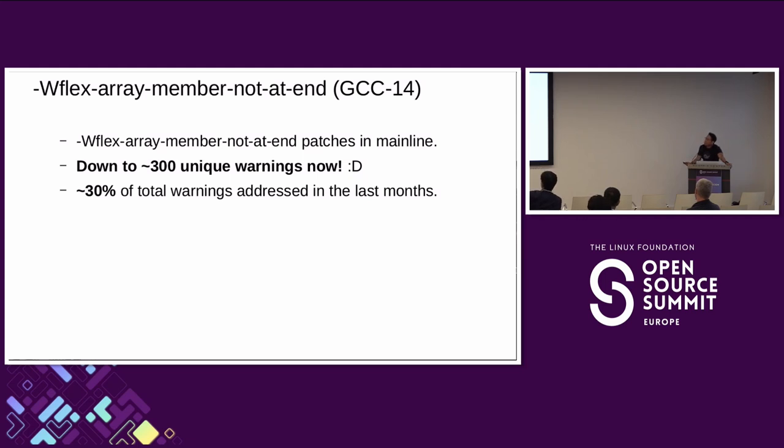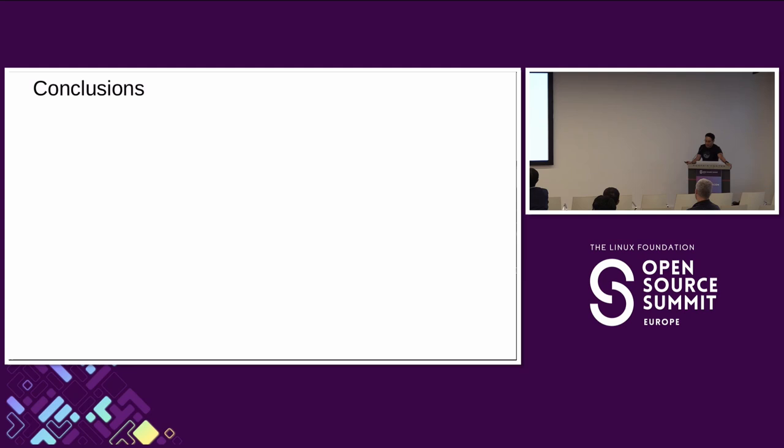With those patches, I managed to get from 600 of these unique warnings down to a little bit more than 300. So almost half of them. And that accounts for almost 30% of those 60K warnings. So yeah, I've been fixing thousands of warnings. Okay, some conclusions.